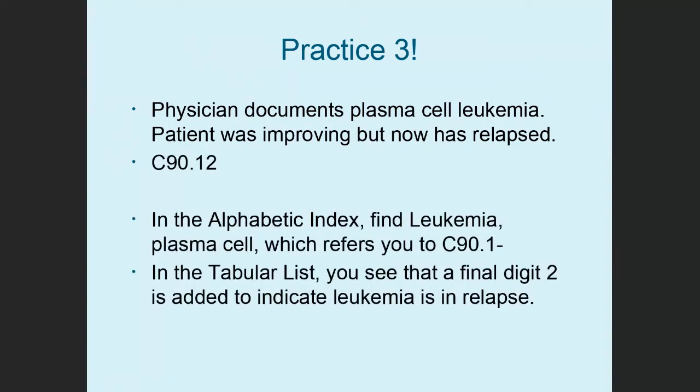We start and end at the alphabetic index. So look up leukemia, plasma cell, which refers you to C90.1. In the tabular list, you see that you need a digit 2 to indicate the relapse.